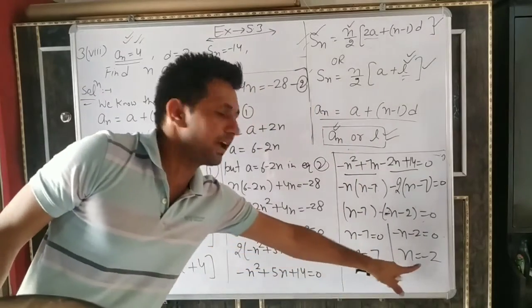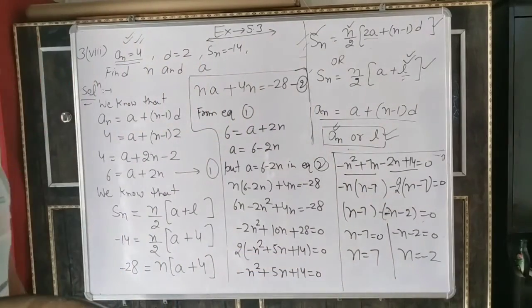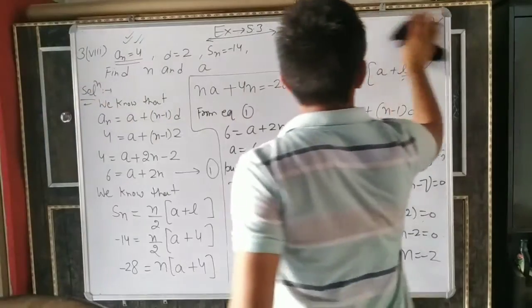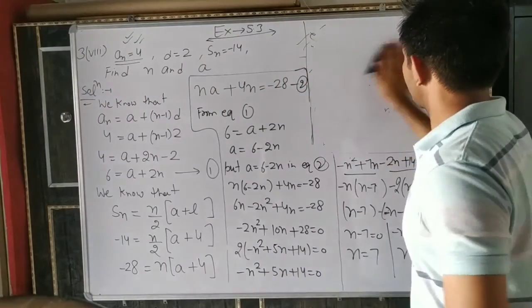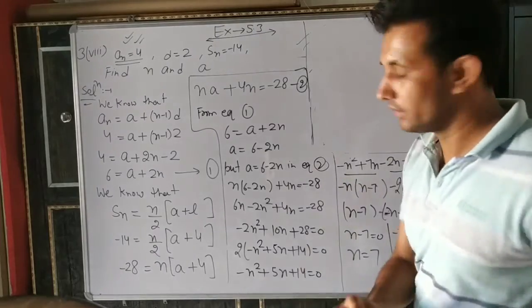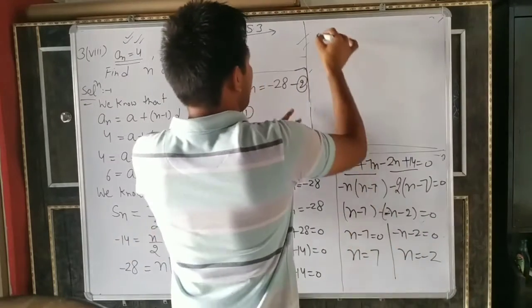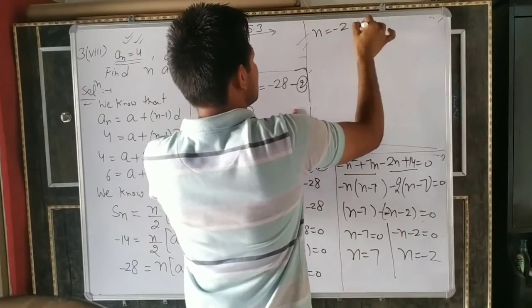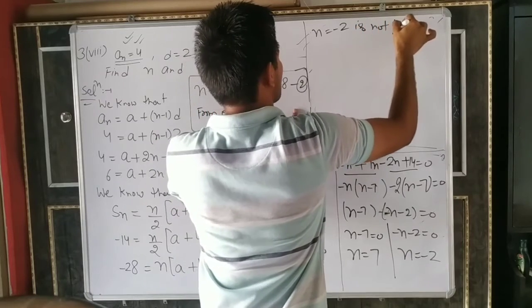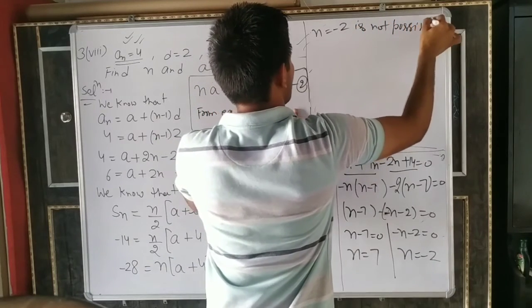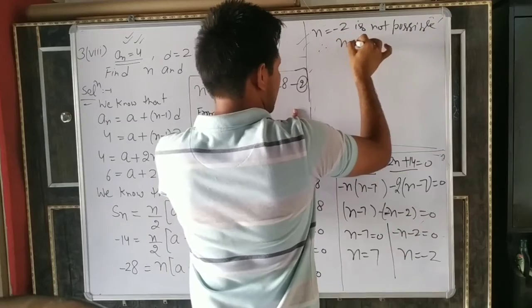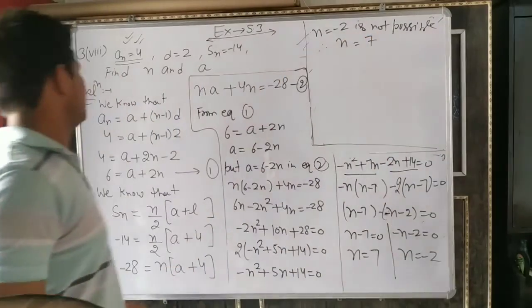But n is negative here. It is not possible. So we will write it dear: n equal to minus 2 is not possible. Therefore n value is 7.